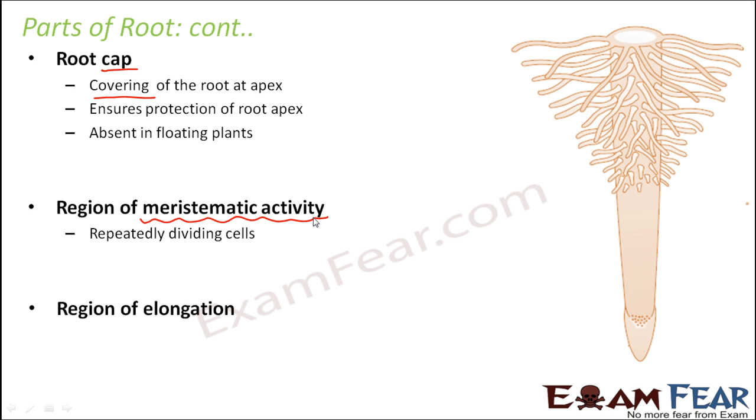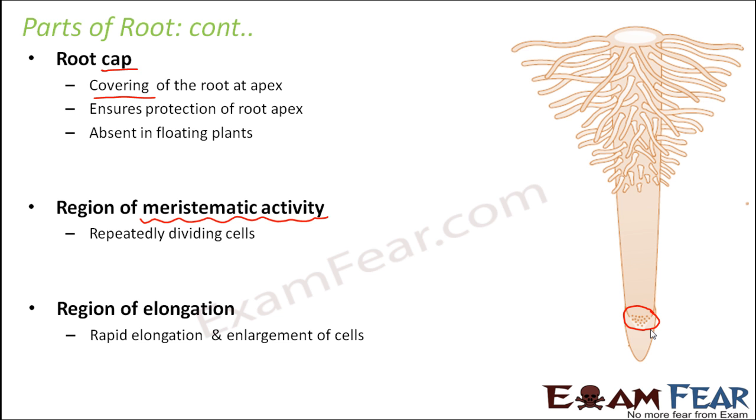The cells in this region are small and thin walled. Since they have thin cell walls, they can easily divide, because if they had very thick cell walls, they would not be able to divide. They have very thin walls and dense protoplasm, and they actively keep on dividing to form new cells. That is why this region in the picture shows cell division: you see small dot-like structures portraying the small cells. Talking about the region of elongation, it is now in the region of meristematic activity that cells are formed.